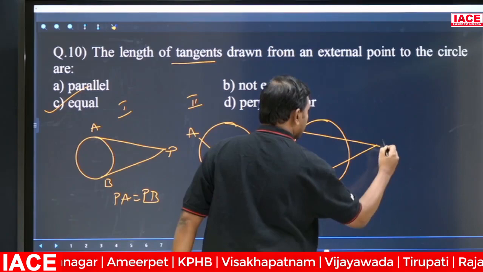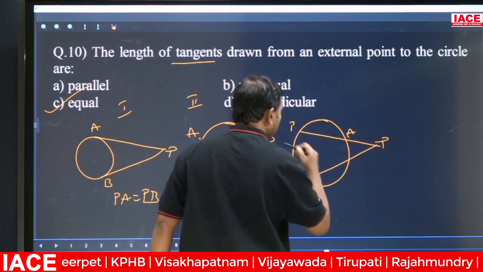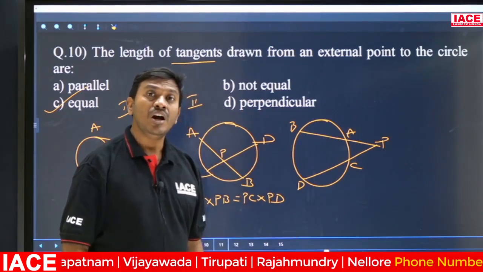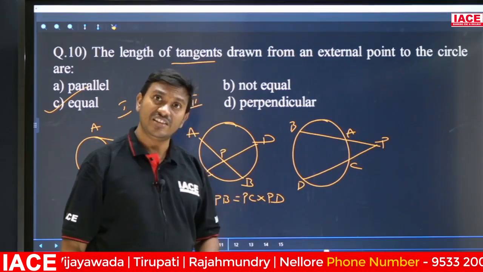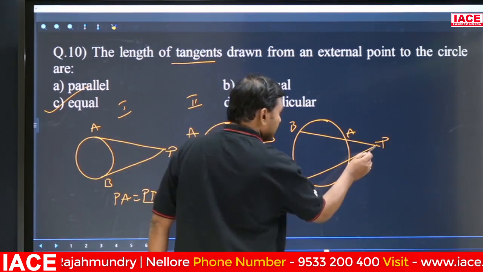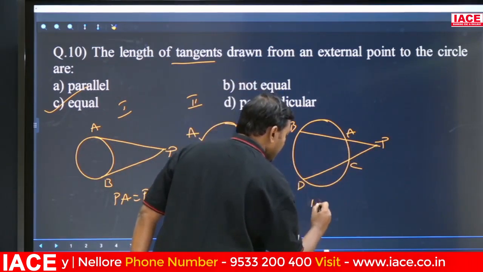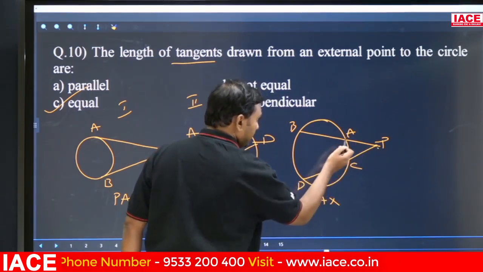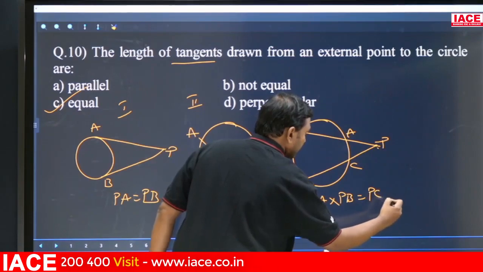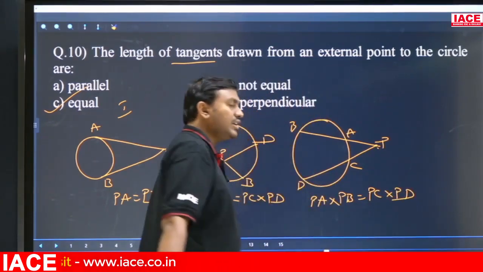P, A, B, C, D. If two secants intersect each other, or chords intersect each other externally, this is the third case we'll discuss in geometry. The point P is important. From P, PA into PB is equal to PC into PD. So this is the third case we'll discuss.